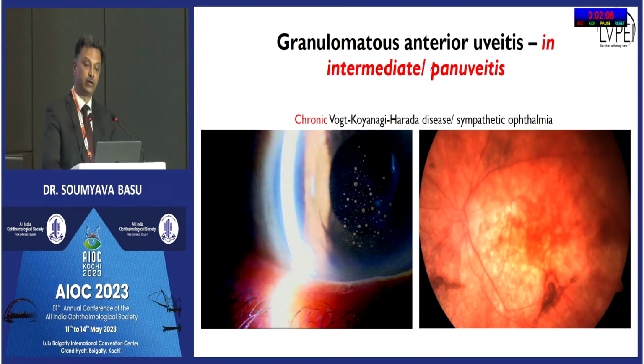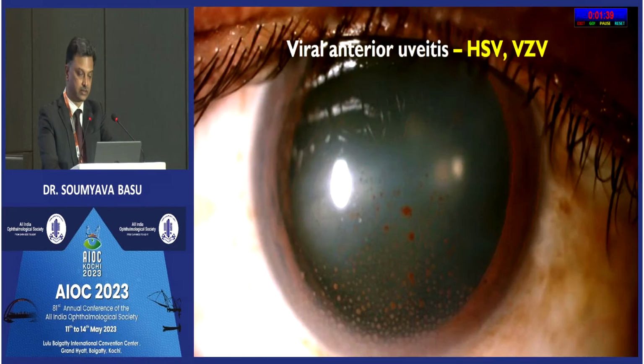The second one, again, which is very commonly missed if you do not examine the fundus properly, is its association with panuveitis, especially those patients where it's a recurrent form of Vogt-Koyanagi-Harada disease or the sympathetic ophthalmia. So just an easy fundus examination of this patient will show you this sunset glow fundus, which will take you to the diagnosis of leakage in these patients.